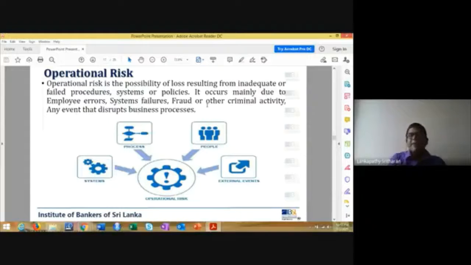And people risk. People risk is the most important risk here. This is due to the negligence and fraud of people. Sometimes people may commit frauds, sometimes people may make errors. So due to this type of thing, operational risk could arise. System, process, and people are more internal factors. But there are operational risks which could be triggered by external events. For example, one external company, which is the main supplier of the particular company.